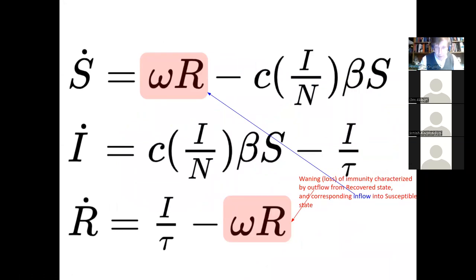Yeah, it's the force of... Oh, okay. What is C times I over N times beta? What is that? Leave out the S for now. Just this thing. What is that? It is the force of infection. Yes.